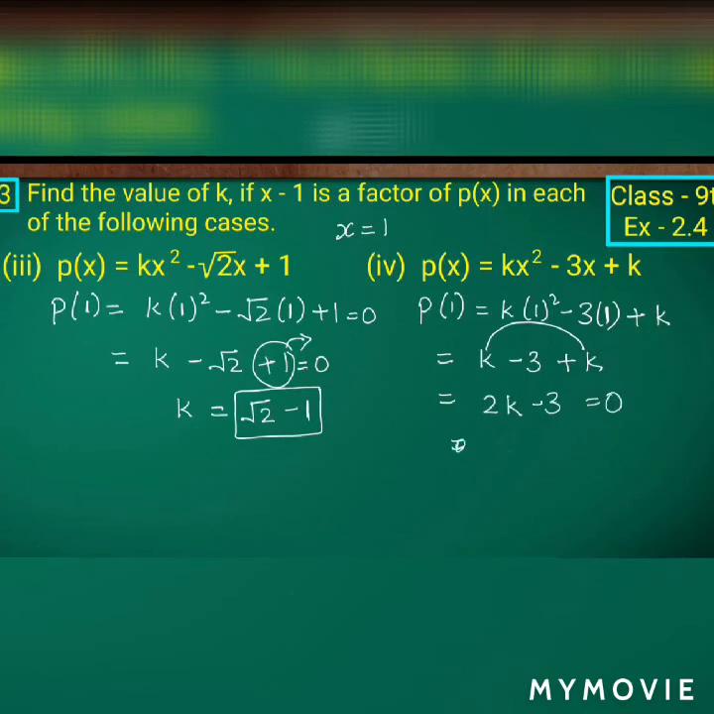2k is equal to 3. So minus 3, if it goes to RHS, will become plus 3 and 2 will go to the denominator, since we were having the product, isn't it? So we got the value of k is 3 by 2.